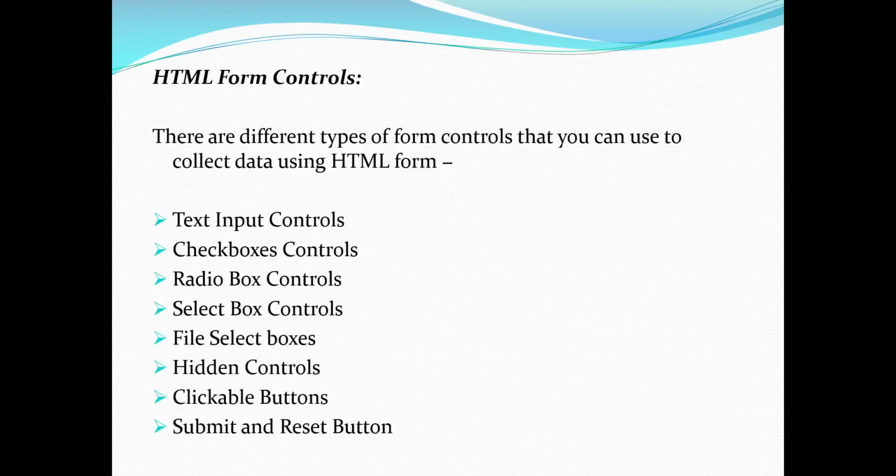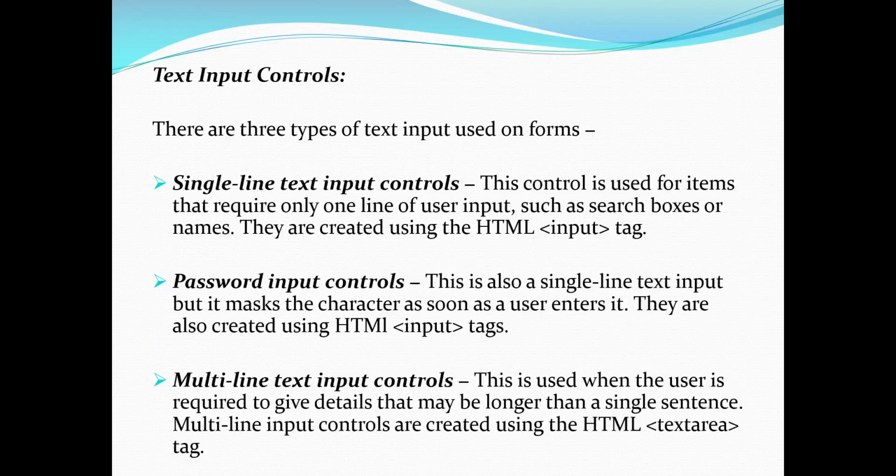Now what are the common HTML form controls? There is a text input, you can take check boxes, radio boxes, select box, hidden controls, clickable buttons, you can upload files, submit and reset button. You are going to learn everything about this. Now when you talk about text input controls, you can take a single word also. So the single line text input control takes your name, surname. It is for that purpose.